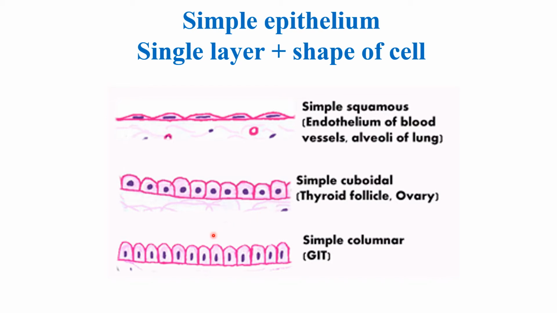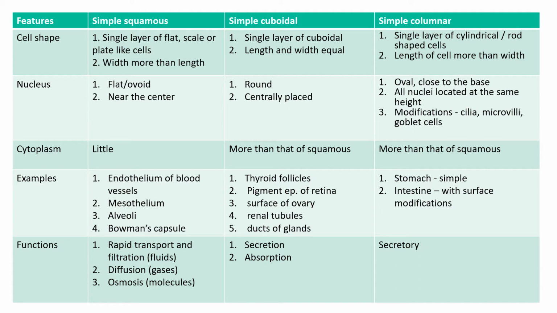Now let us look at the simple columnar epithelium, where the length is more than the width of the cell. This is the columnar epithelium. Because it has only a single layer, it is called simple columnar epithelium, and the example is the gastrointestinal tract. So now let us see the simple epithelia. Simple epithelium means a single layer of cells. Depending on the shape of the cells, they are divided into simple squamous, simple cuboidal and simple columnar epithelia.